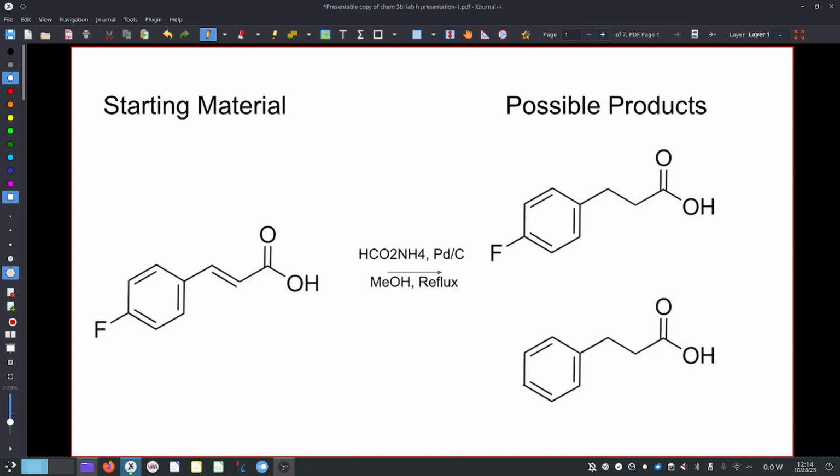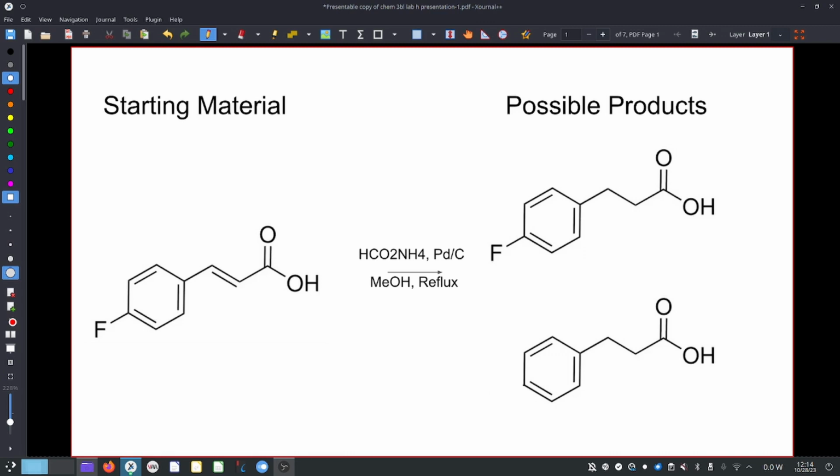Hello. Today I'm going to be going over a lab from Understanding the Principles of Organic Chemistry, a laboratory course by Peterson and Myers. This is lab 36 in the book, the one about chemoselectivity and transfer hydrogenation reactions.